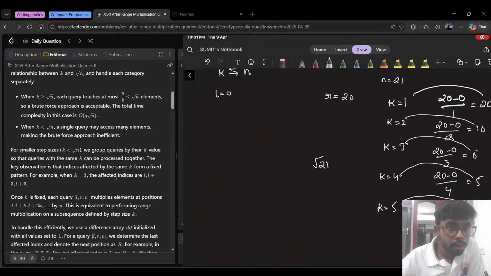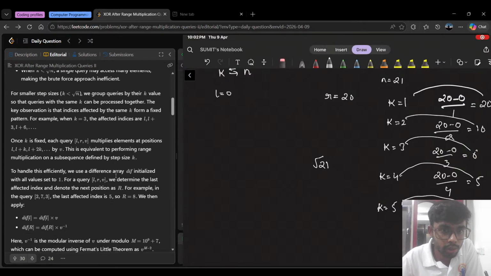For smaller step sizes, k less than root n, we group queries by their k value so that queries with the same k can be processed together. The key observation is that indices affected by the same k form a fixed pattern. For example, k equal to 3, affected indices will be L plus 3, L plus 6, and so on. Once k is fixed, each query multiplies elements at positions L, L plus k, L plus 2k. This is equivalent to performing range multiplication on a subsequence defined by a step size k.